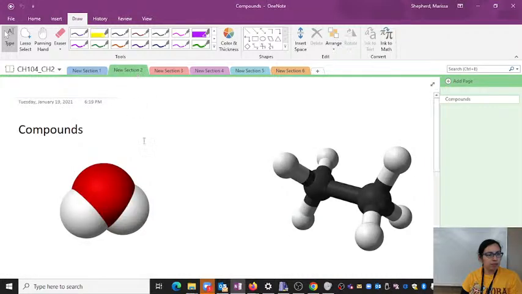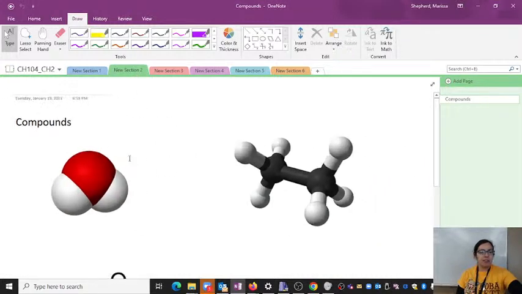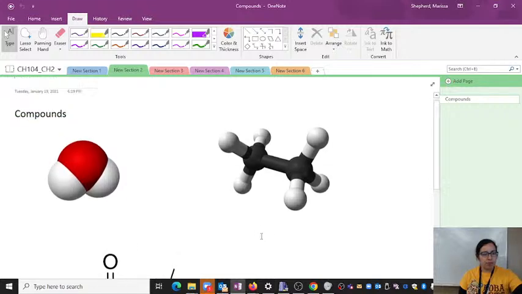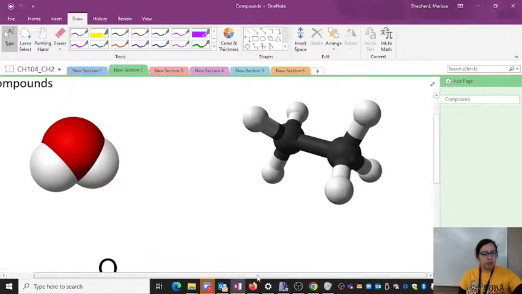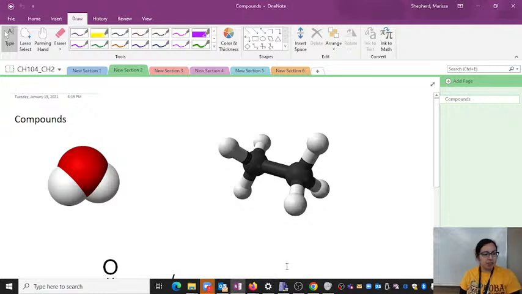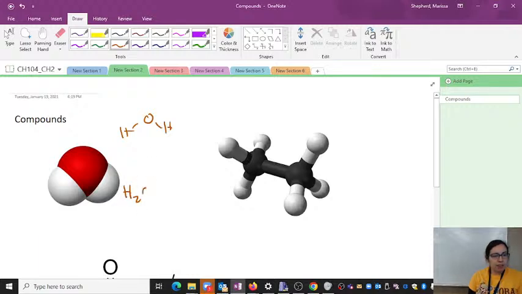And then compounds are just combinations of these atoms. There are different ways to symbolize the compounds. This little red ball represents oxygen, and this is just water drawn here. The compound also has a defined formula, so it'd be H2O. All this is saying is that for every one oxygen, it's going to be bound to 2 hydrogens.